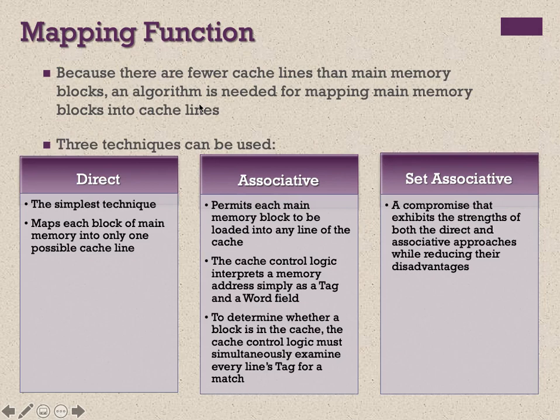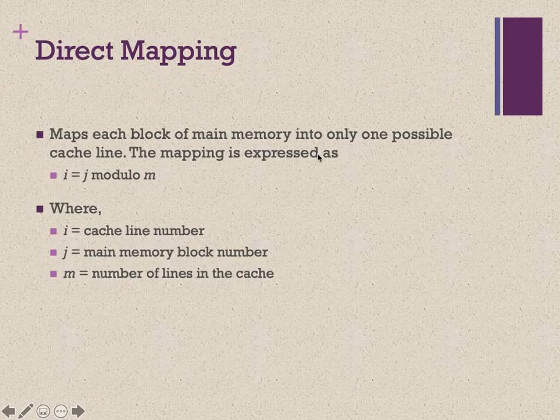Because there are fewer cache lines than main memory blocks, one technique is direct mapping. It's a very simple technique, and it maps each block of main memory into only one possible cache line. We will discuss this direct mapping in detail. Then associative, and this is a short definition of associative. You can read this. Then set associative, and this is a short definition of set associative. We will discuss all these techniques in detail.